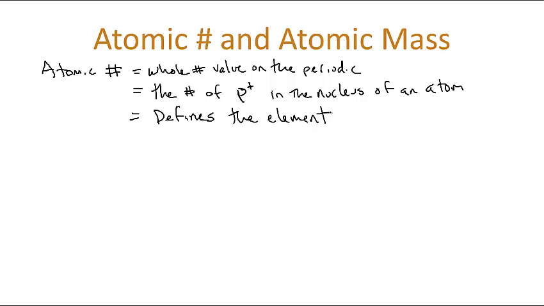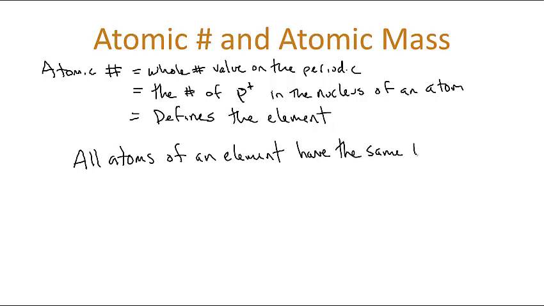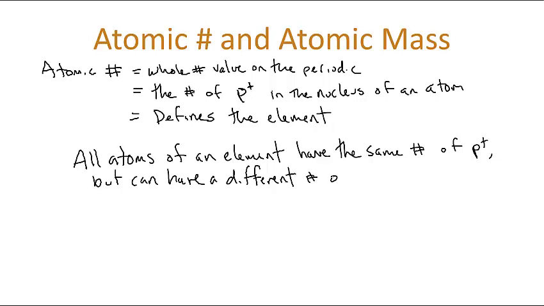So all atoms of an element have the same number of protons, but can have a different number of neutrons. And so we do the N with a little zero over it for neutrons.